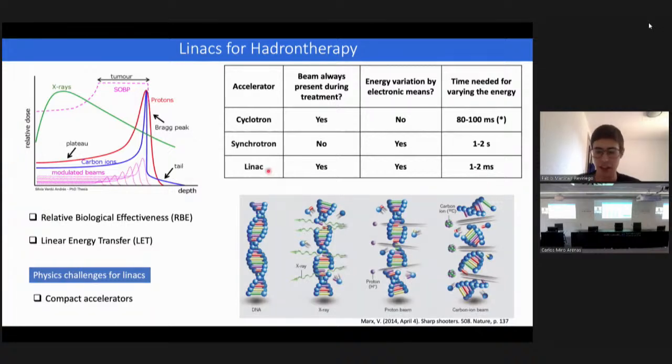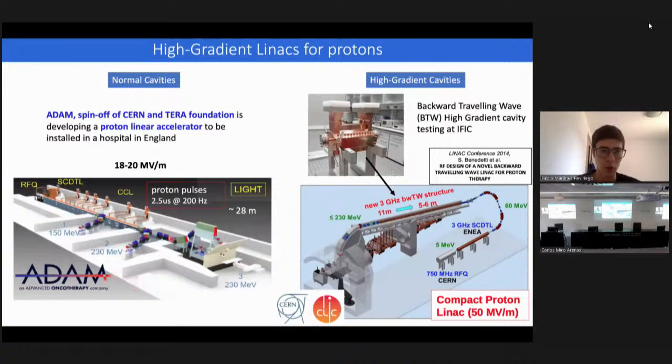The problem with linear accelerators is that they must be very long in order to accelerate heavy particles such as protons or carbon ions, and they will not fit in the hospital. So the challenge here is to create a compact linear accelerator that can fit inside a hospital. There are already some projects to create these linear accelerators for hadron therapy treatments.